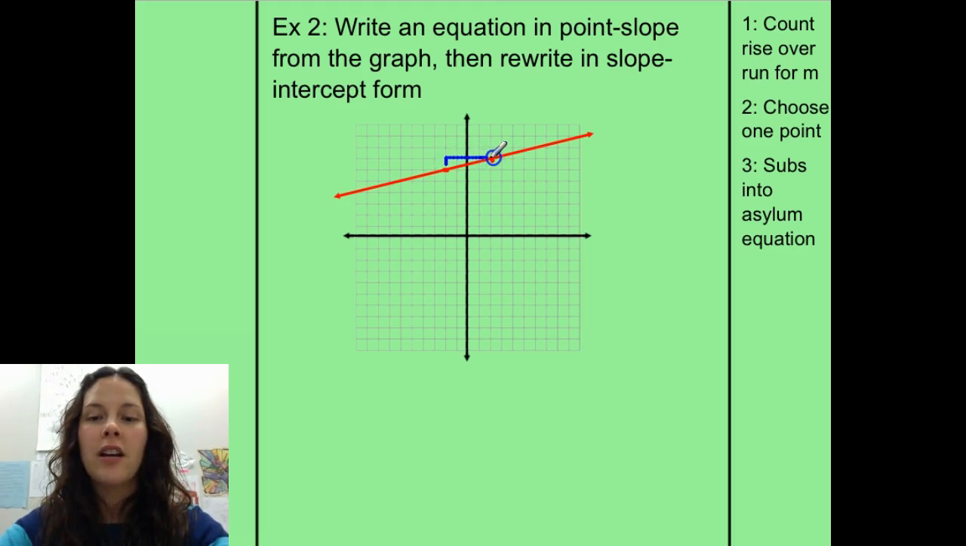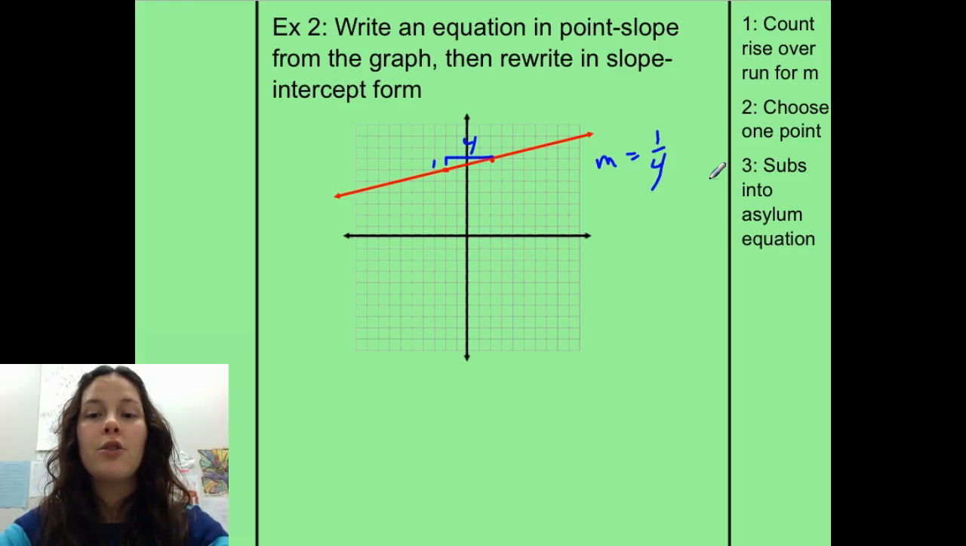So you can draw your triangle, count up, we went up 1, and then count your run, we went over 4. So our slope for this line is 1 over 4. We know that it's positive because the line is rising. Another way that we know it's positive is because we went up and to the right. So those are both positive values.